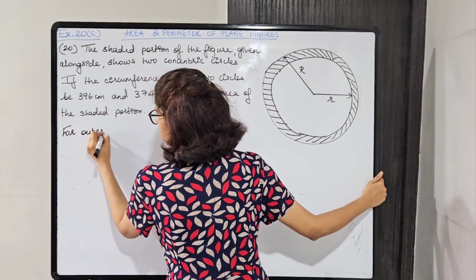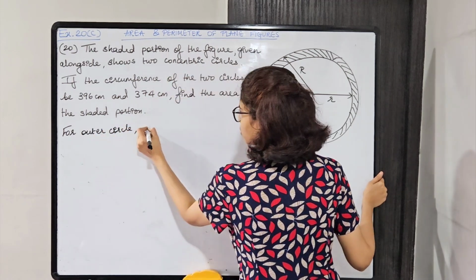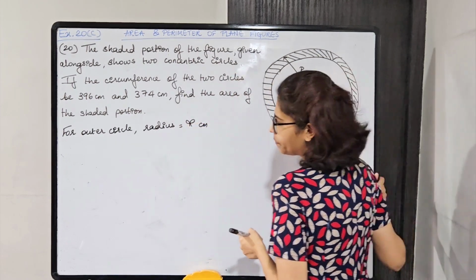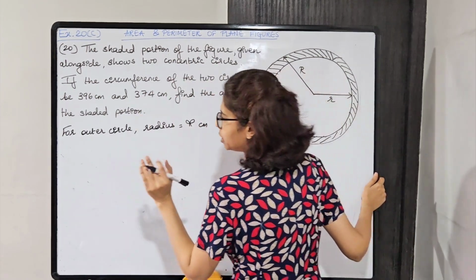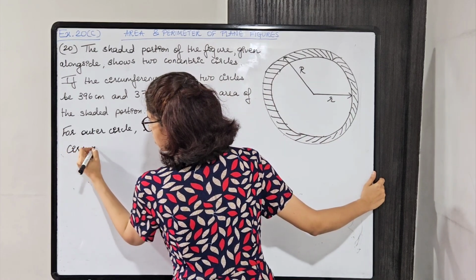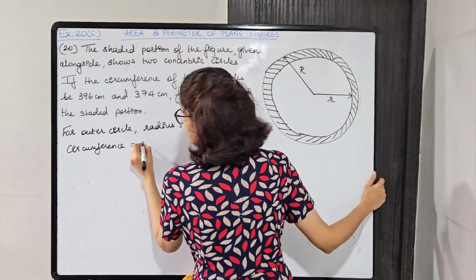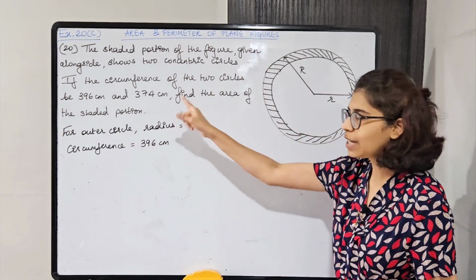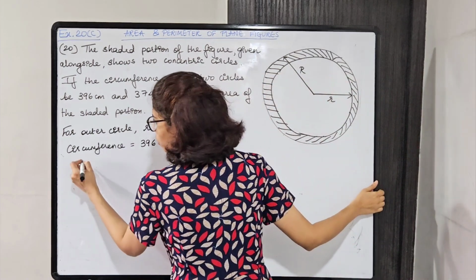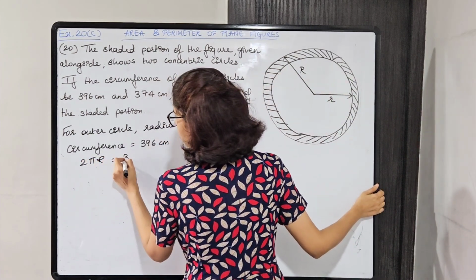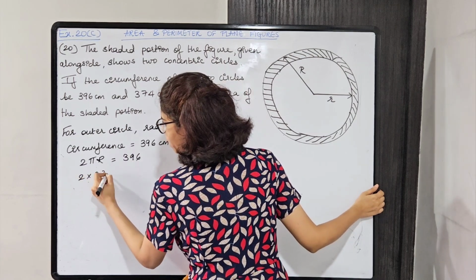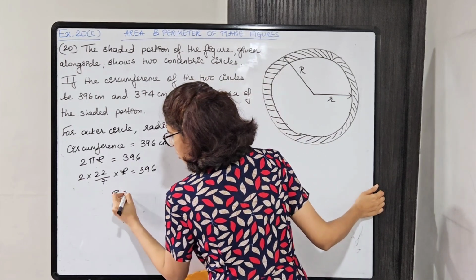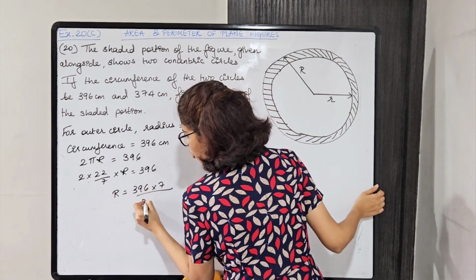First, we'll consider the outer circle. So for the outer circle, the radius is capital R centimeter, right? सेंटीमीटर में होगा बिकॉज सर्कमफ्रेंस सेंटीमीटर में दिया है. Circumference is 396 centimeter. Greater value होगा for outer circle and the lesser value for the inner circle. So that is 2 pi capital R is equal to 396. That is 2 into 22 upon 7 into R is equal to 396. So R is equal to 396 into 7 upon 2 into 22.